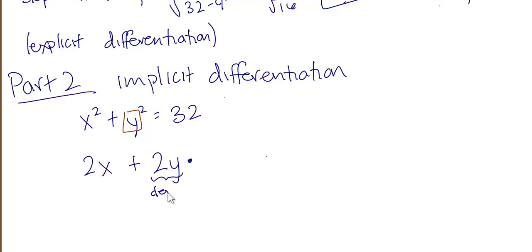So this was the derivative of the outside for the chain rule. Now I need to multiply it by the derivative of the inside. We know it's some function of x, but we don't actually know what. So we're just going to say it's dy over dx. So we just do 2y times dy over dx equal to, now take the derivative of 32. The derivative of 32 is just 0.